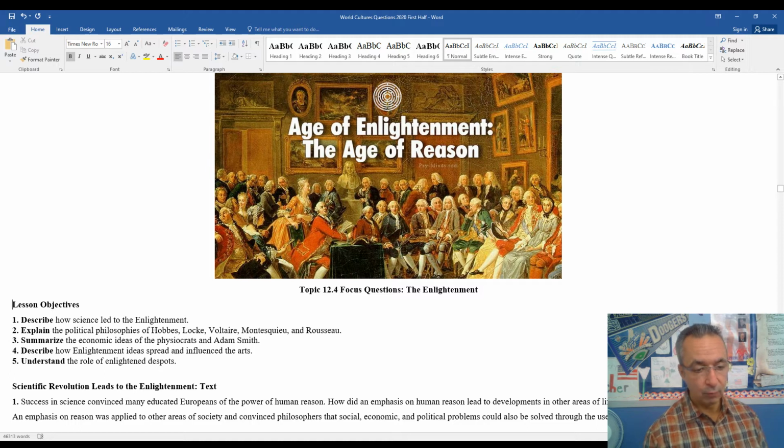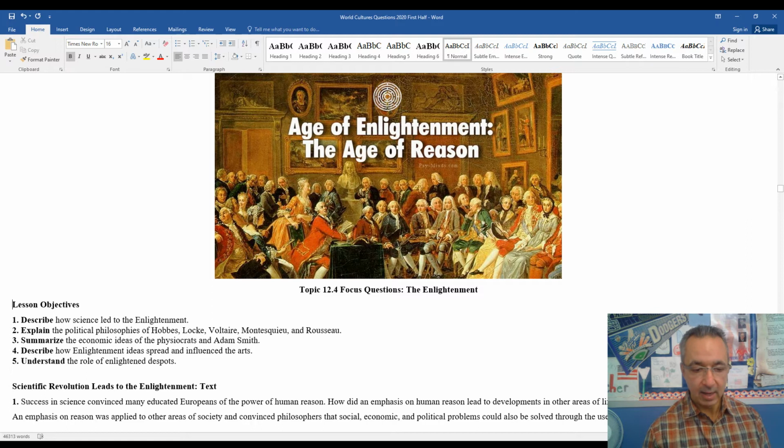So our objectives for today, we're going to see how science and the scientific revolution helped to spark the Enlightenment. One of the reasons why we often study the scientific revolution and the Enlightenment back to back is because they build upon each other, the general ideas and how people began to think in a different fashion. We're going to specifically look at some of the different political philosophies of Hobbes, Locke, Voltaire, Montesquieu, and Rousseau.